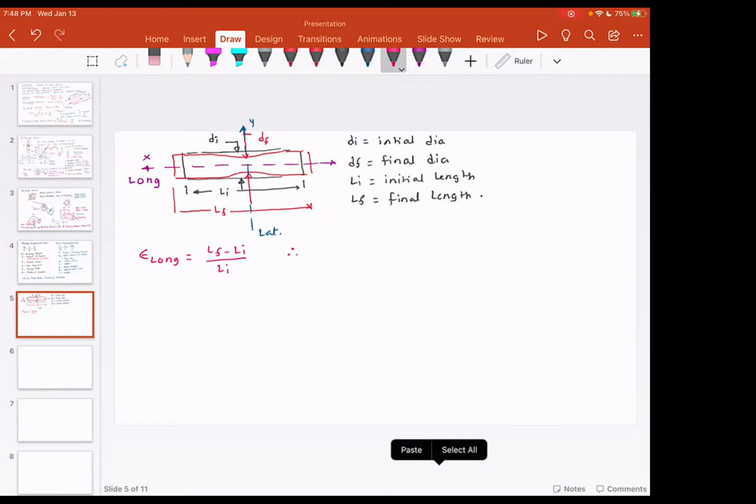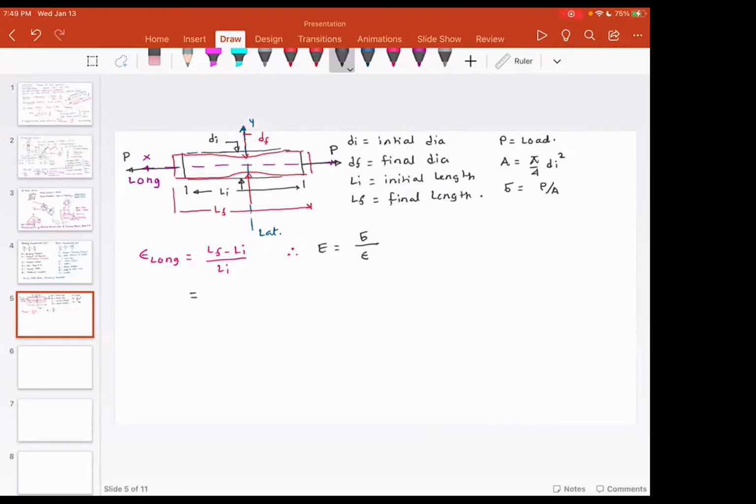Now, the external force that is acting on this specimen is P. So P is the load. And I can find the area of cross section as pi by 4 Di squared. That means I can find the value of stress as P divided by A. The Young's modulus is given as stress divided by strain.